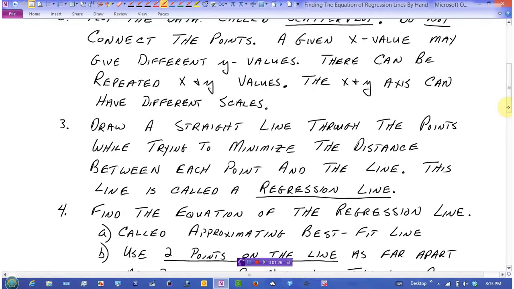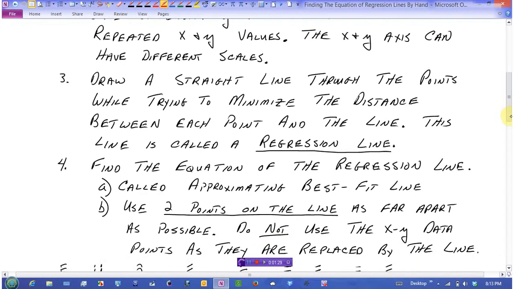So after you've plotted all your data, the next step is you're going to draw a straight line through all the points. Obviously, that line is not going to be able to touch all the points because it's a straight line, but you want to minimize the distance between the points and that line. So you're going to try to fit the line to all those data points. Once you get that done, that line is called the regression line.